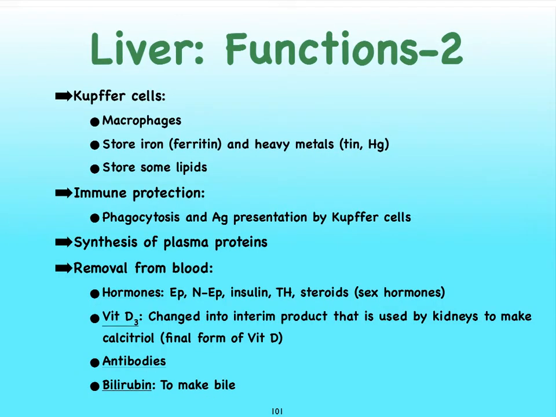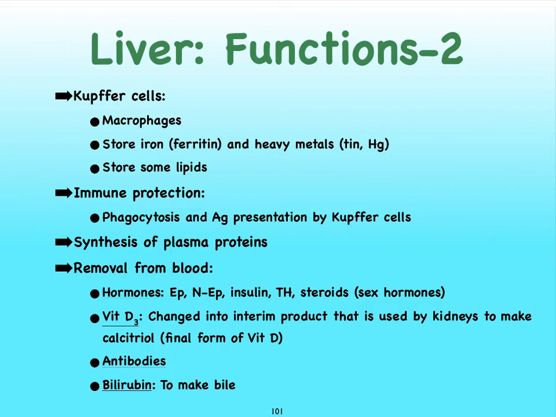So let's continue with the functions of the liver. I pointed to the macrophages in the sinusoids of the liver earlier. We refer to them as Kupffer cells. It's interesting. Macrophages often get their own unique name depending on where they're located. And aside from being your typical phagocytizing, voracious cell eaters and debris eaters and antigen presenters, which I have listed here as part of the immune protection function of the liver, these Kupffer cells also store a variety of things. They can store iron, they can store heavy metals, as well as some lipids.